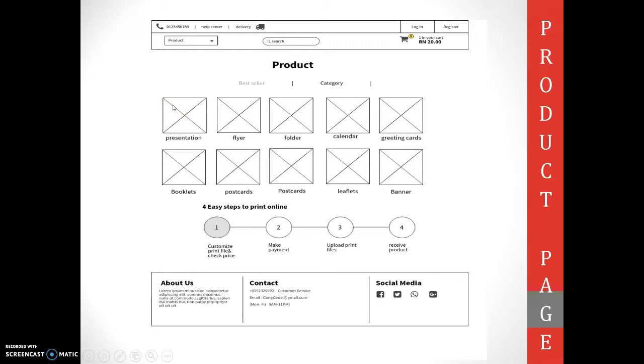Next is the product page. There are many selections of products the user can choose. And here are the steps on how to print on our website. And at the bottom border is the info on how the user can contact us.